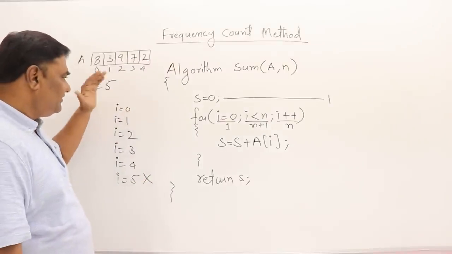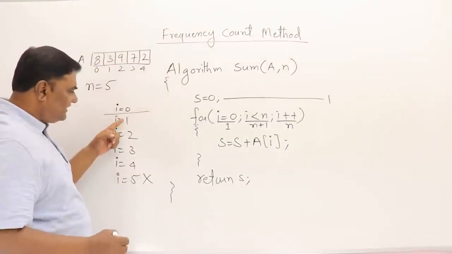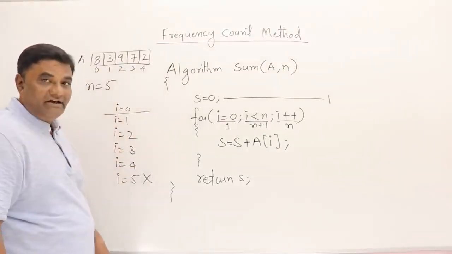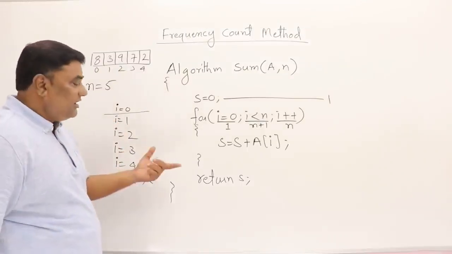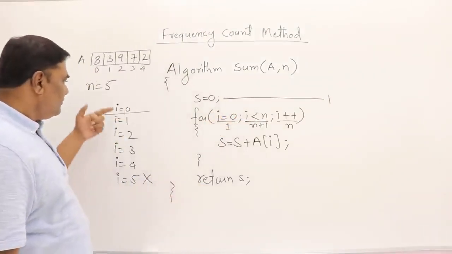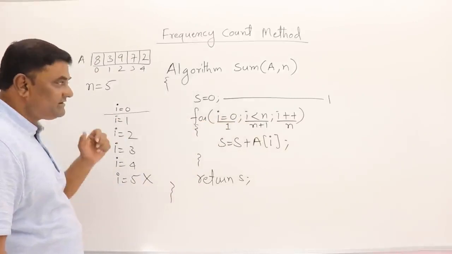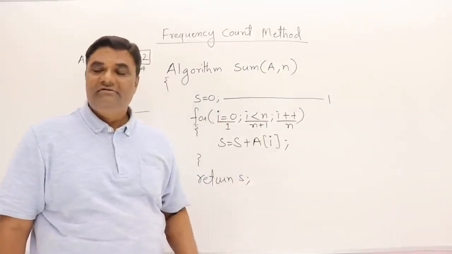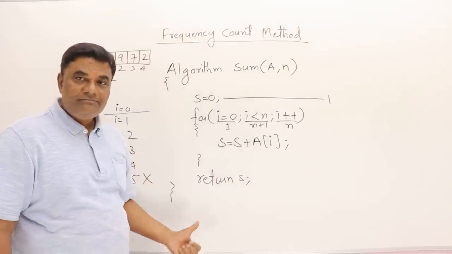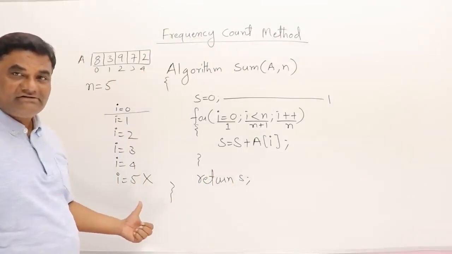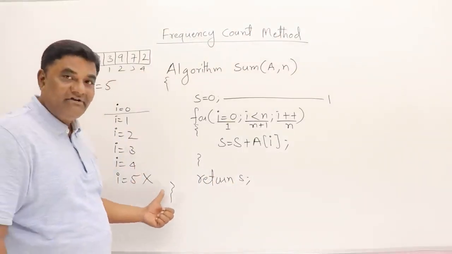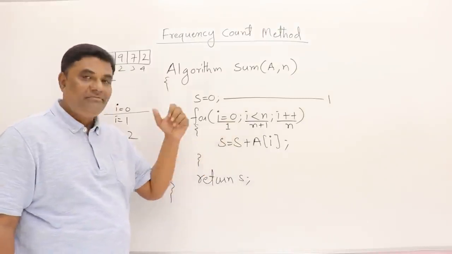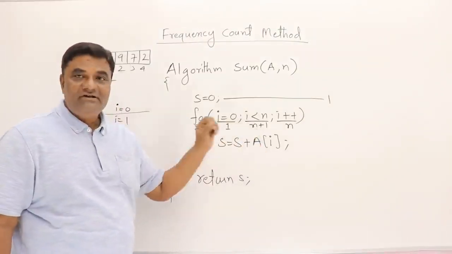So i was initially already 0. So how many times has i changed? 5 times. Then how many times is this condition checked? 1, 2, 3, 4, 5, 6 times. That is 5 plus 1. 4 times it was true and the 5th time it was false. When it became 5, it was false, so it stopped. So this is executing for n plus 1 times.